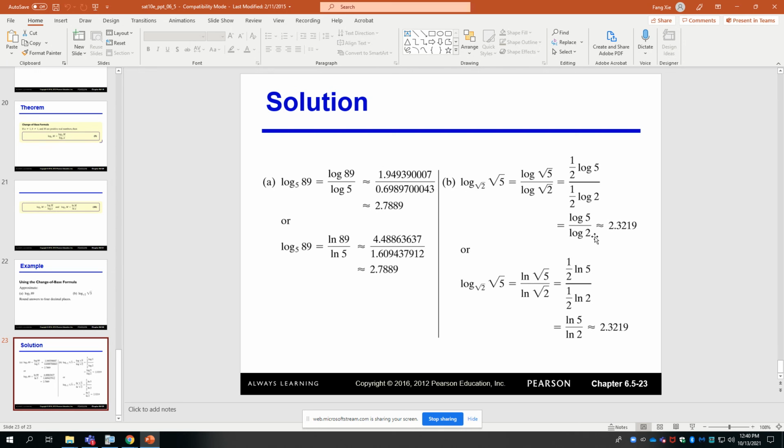That's how we use the change of base theorem to evaluate any log whose base is neither natural e nor 10. All right, this is the last slide of 6.5, and then we finish today.